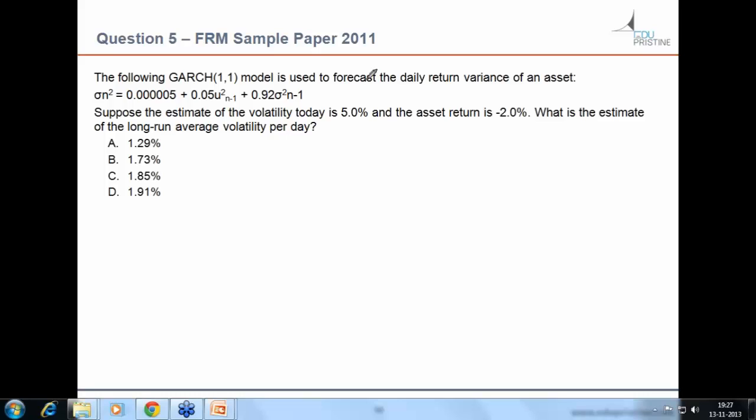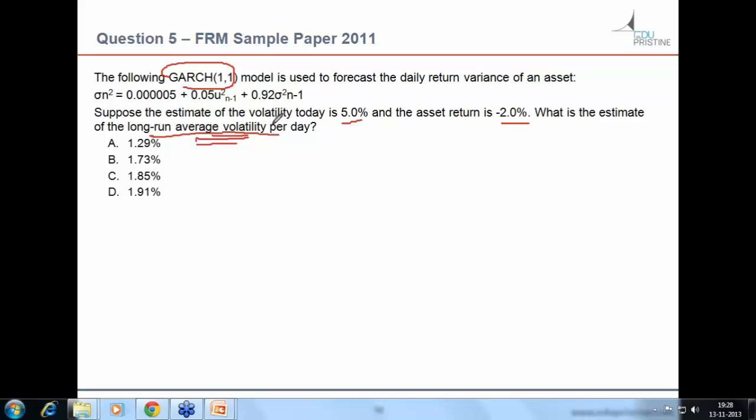Okay, the following model is used to estimate the daily return variance of an asset. Suppose the estimate of the volatility is 5% and the asset return is minus. What is the estimate of long run average volatility? Okay, it's a GARCH model. So you know the GARCH model. What is it? It is estimating the future volatility, but it has one more factor in this. Okay, it's a long run average volatility.